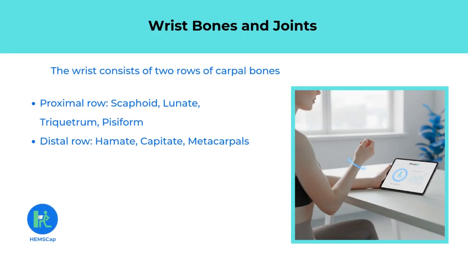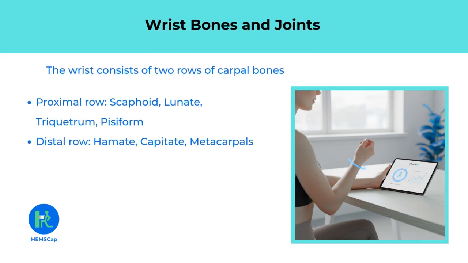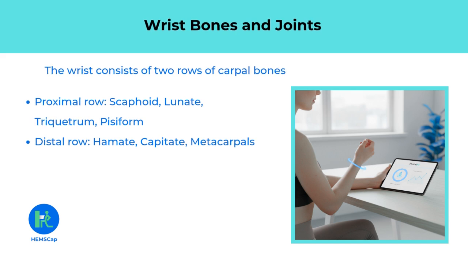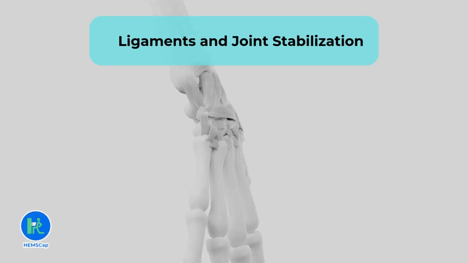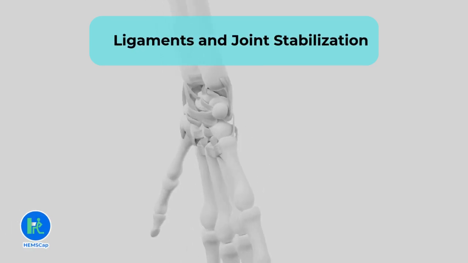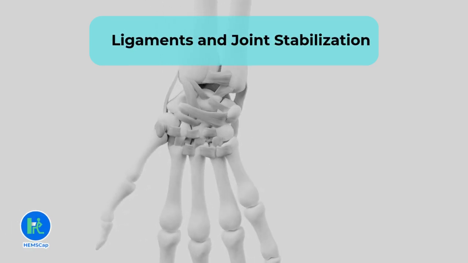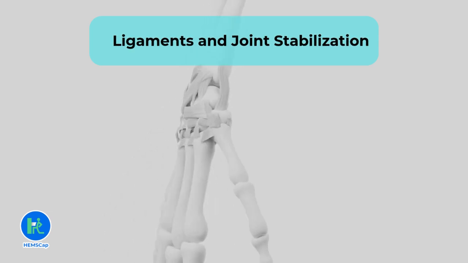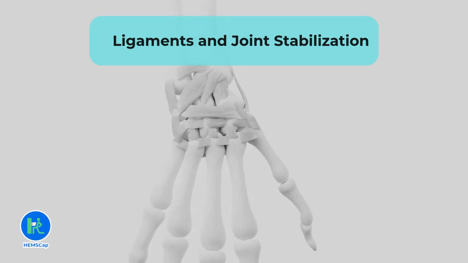The wrist consists of 2 rows of carpal bones: proximal row, scaphoid, lunate, triquetrum, pisiform; distal row, hamate, capitate, metacarpals. Ligaments stabilize the wrist and allow controlled movements. Key ligaments include dorsal and palmar radiocarpal ligaments, palmar ulnar carpal ligament, radial collateral ligament.